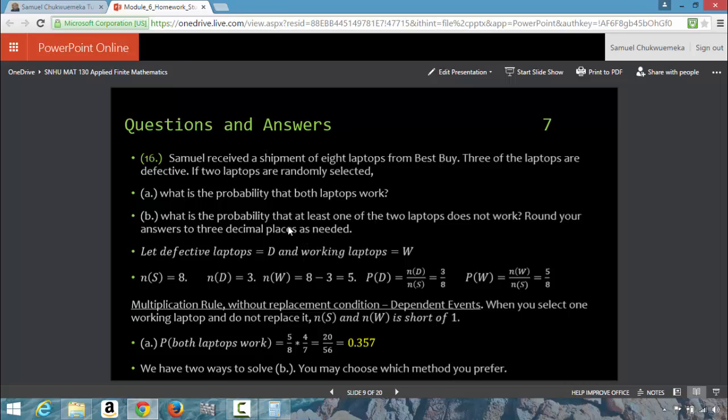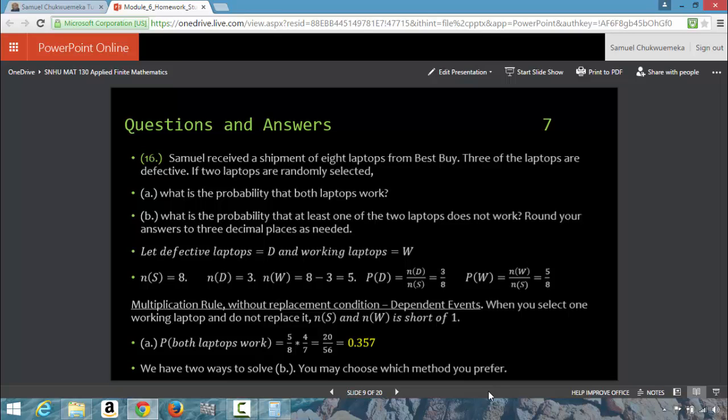B, what is the probability that at least one of the 2 laptops does not work? We have 2 methods to solve this. I will give you my method, and I will give you the method that your textbook uses. Both methods work. You just choose which one you prefer. I will start with my method since I'm the teacher, of course.